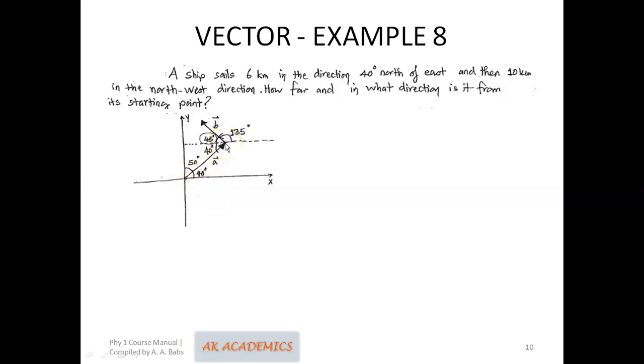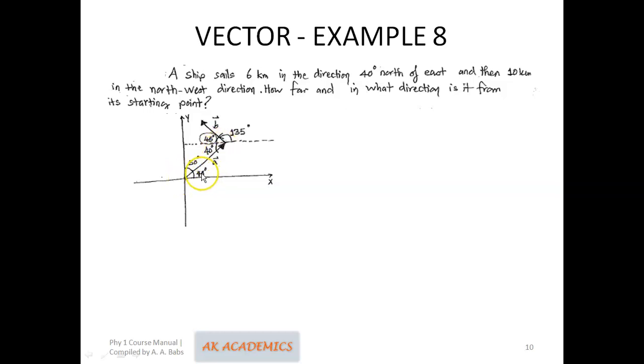I told you earlier in the previous videos that the north is usually somewhere up here. It's vertically upward. Your south is vertically downward. Your east is horizontally to the right and your west is horizontally to the left. If the ship sails 6 kilometers in the direction 40 degrees north of east, it simply means the ship traveled 40 degrees from the positive horizontal axis north of east. If it starts from here, you raise it up by 40 degrees and that is how you determine the direction of the movement of the ship.